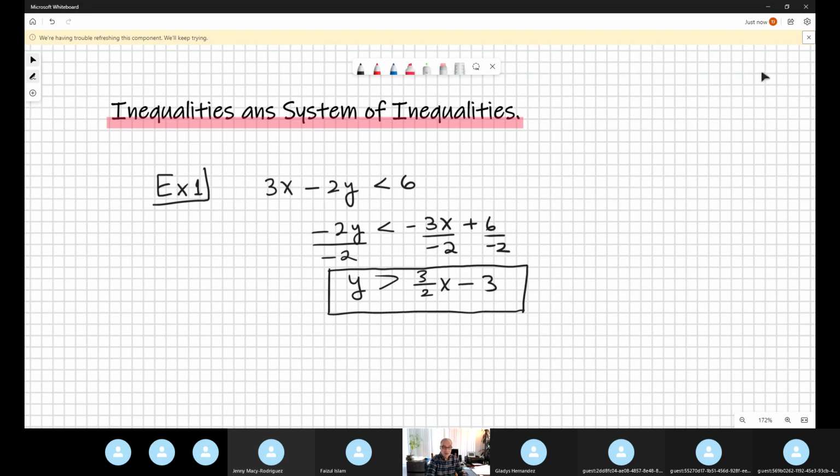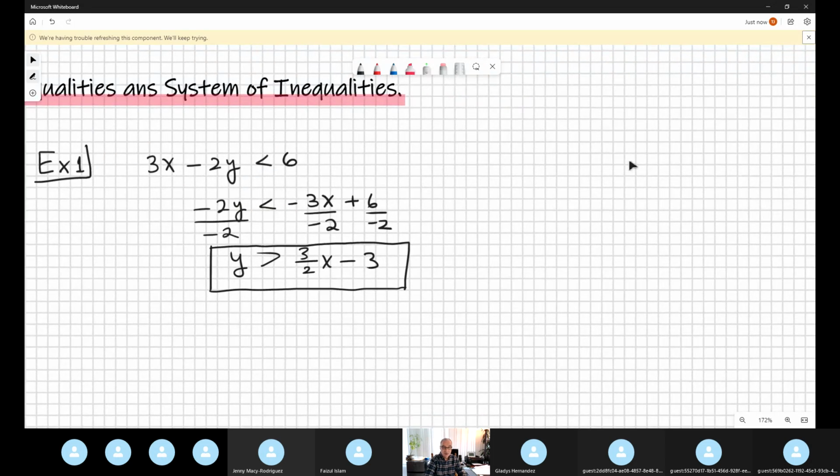Now immediately, if you want to do the graph of this, you express it like an equation. This is called the related equation, because this equation is a line, and this line splits the plane into semi-planes, and you need to shade the semi-plane that is the solution, no?